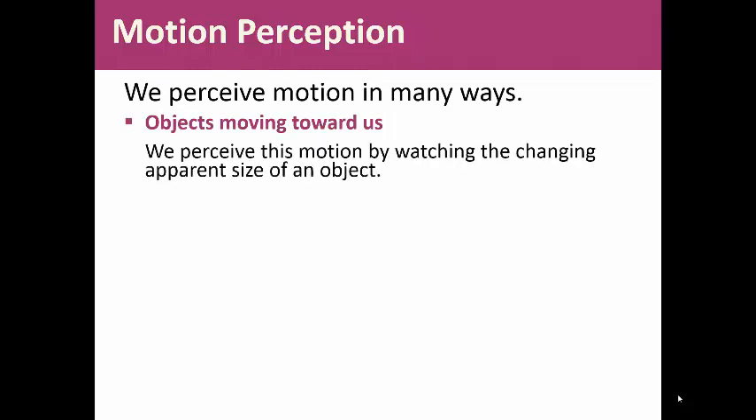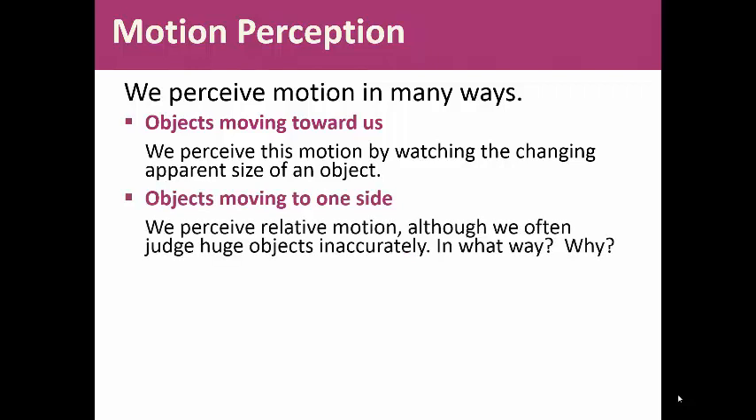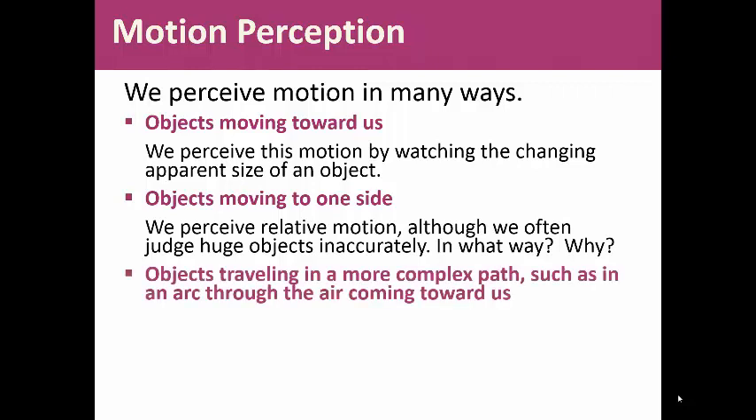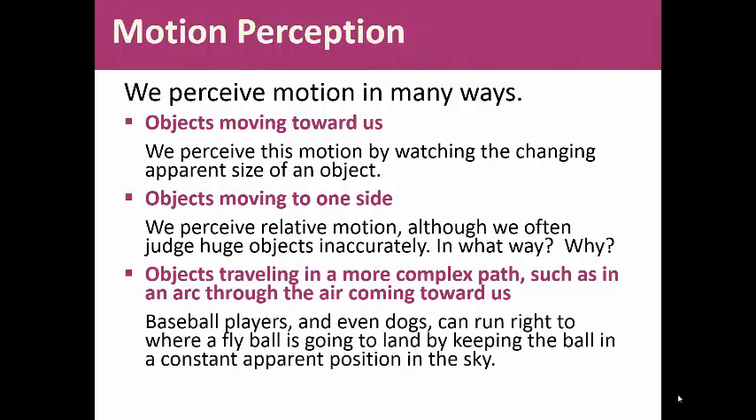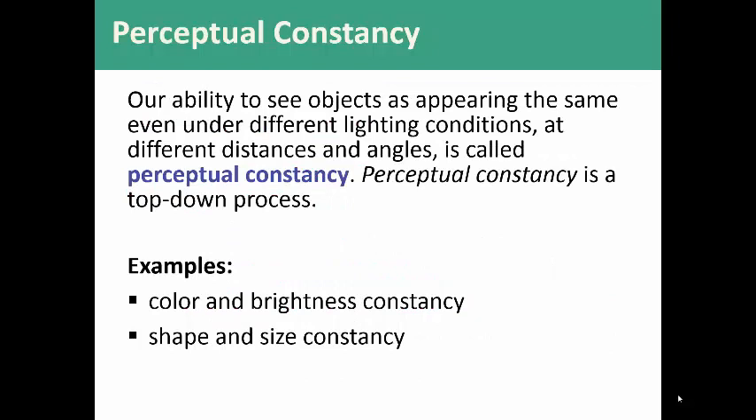We perceive motion in many ways, such as objects moving toward us. We perceive this motion by watching the changing apparent size of the objects, or objects moving to one side. We perceive relative motion, although we often judge fast objects inaccurately. Objects traveling a more complex path, such as an arc in the air coming towards us, like a ball, can be tracked by baseball players or dogs, who can run right to where a ball is going to land by keeping the ball in a constant apparent position in the sky. It's hard to tell exactly where it's going to land, but if we keep it in a constant position, we can judge where it will be.